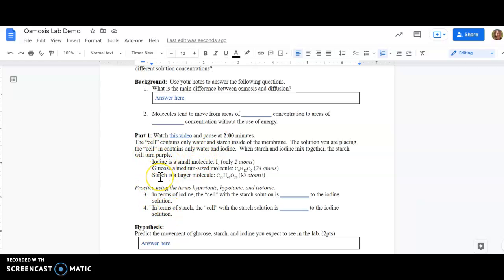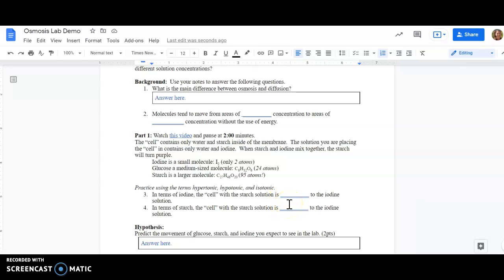It's giving you some background information here that you need to know: iodine is a very small molecule, glucose is medium sized, it's made of 24 atoms, and starch is huge at 95 atoms. So using the information that was given to you in the video, you're going to tell me, is that fake cell we made in a hypertonic solution of iodine, an isotonic solution of iodine, or a hypotonic solution of iodine? And then when we're talking about starch for number 4, is that cell with the starch inside going to be hypertonic to the iodine outside, isotonic, or hypotonic?